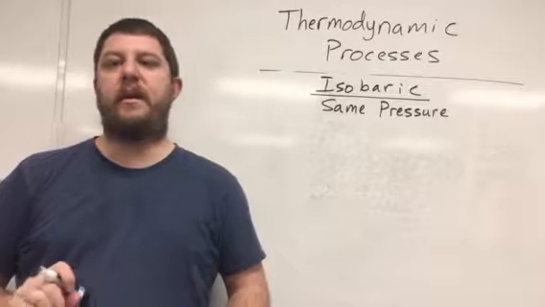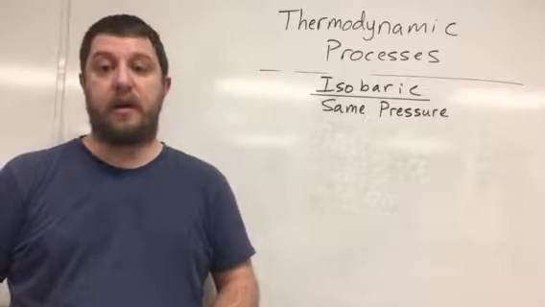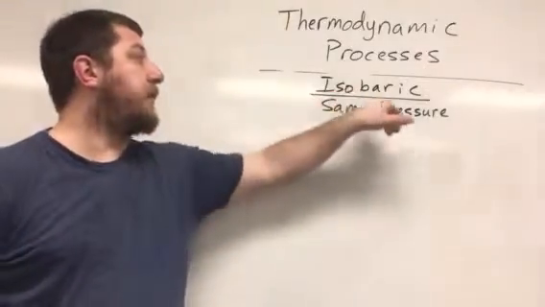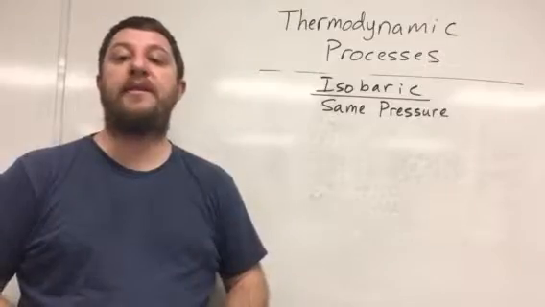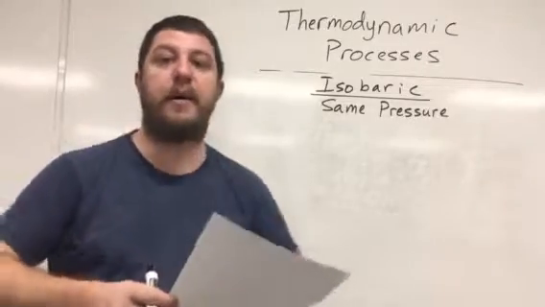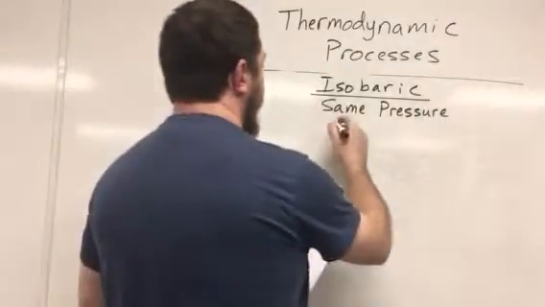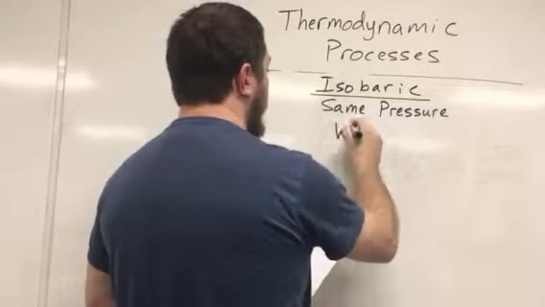Okay, now we want to talk about the isobaric process. And iso again meaning same, baric meaning pressure. So here we have a process that is done at constant pressure. And so, if that's the case, the first thing we want to do is calculate the work.